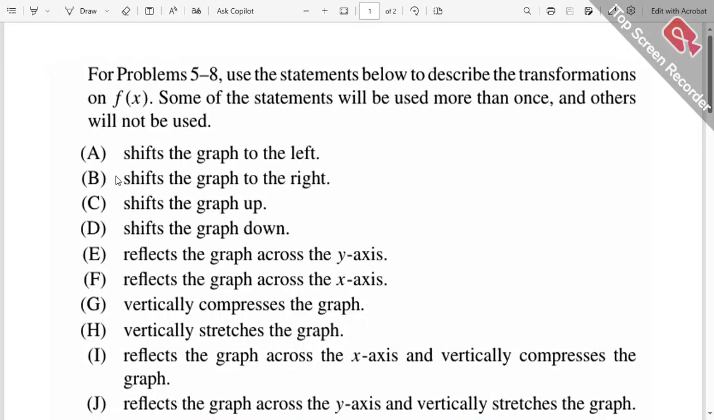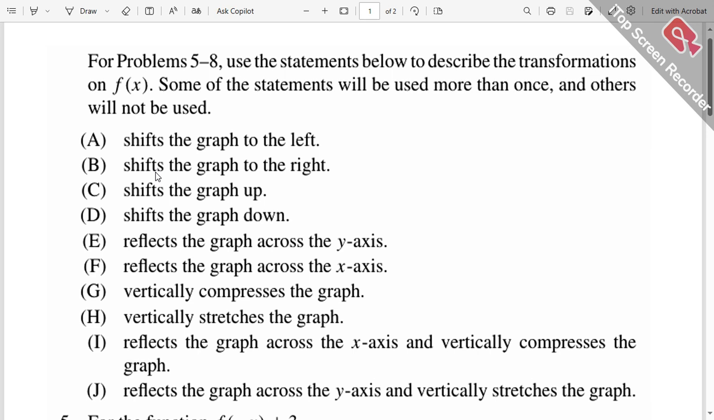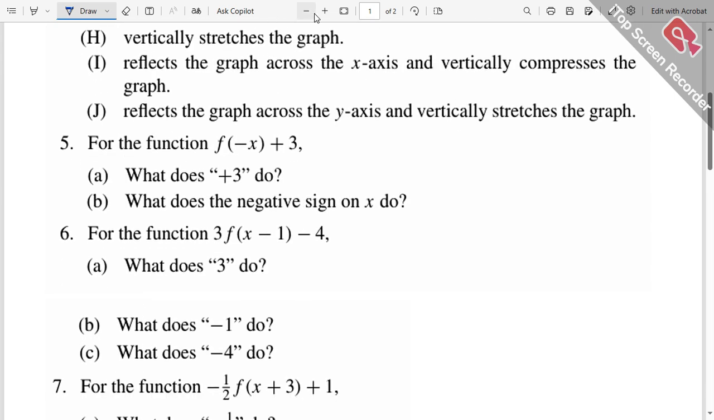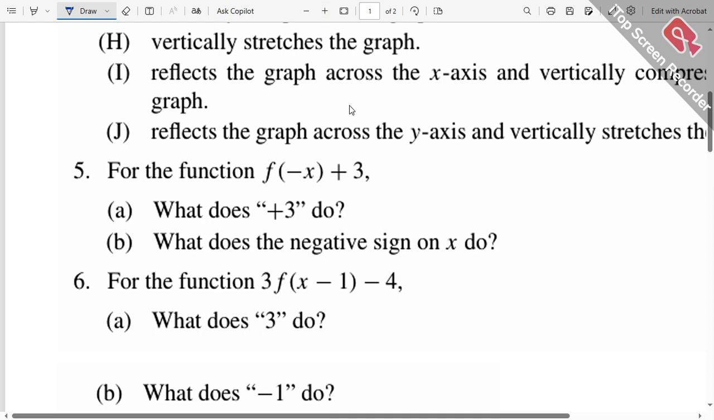All right, extra practice for transformation of functions. So we're just going to do problems 5 through 8. And these are the options right here. All right, and it says some will be used more than once, others will not be used. All right, let's take a look here.